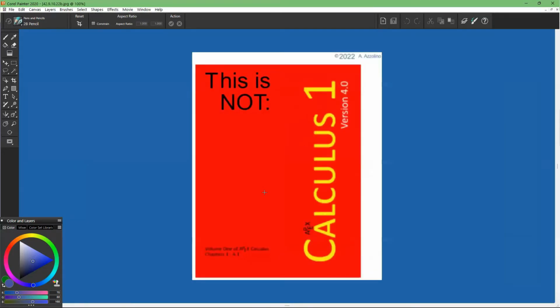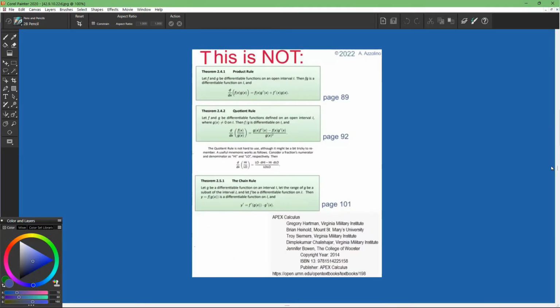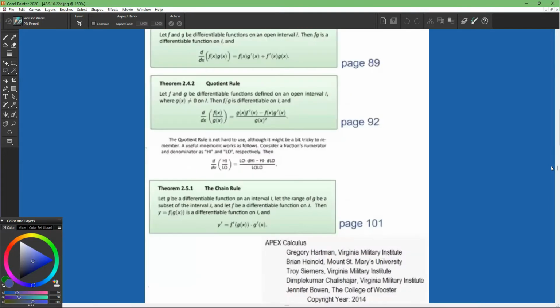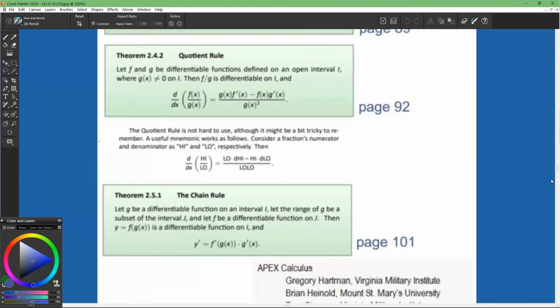This is not a normal calc version. We'll look at that in a moment. This book I'm showing you here is the cover page of the textbook. It's an open resource book that I'm currently using when I teach calculus, by department decision. This is how the author of the book presents the product, quotient, and chain rule. It's a traditional perspective.